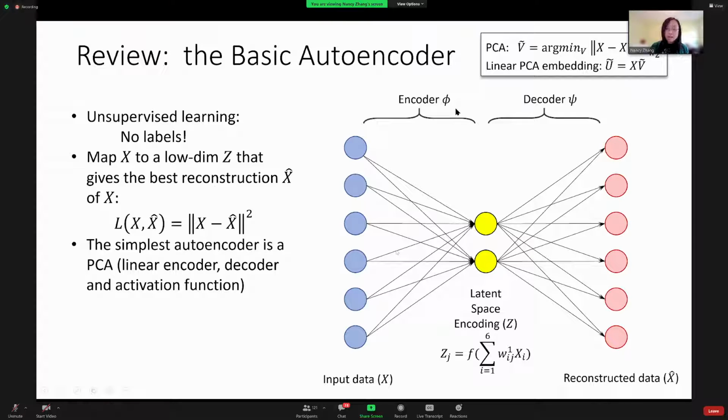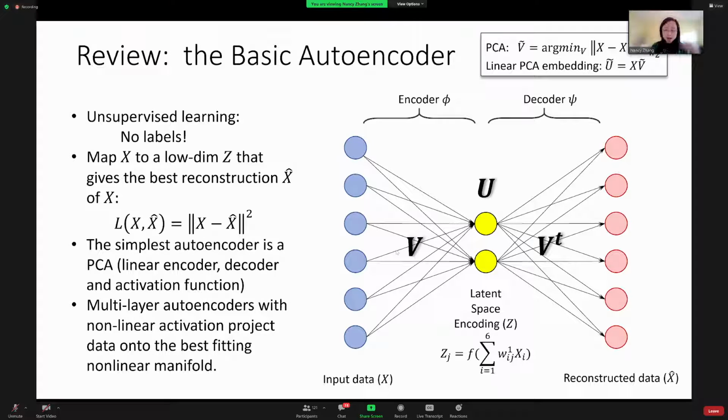So the relationship between the PCA and this simple linear autoencoder is that your F function needs to be just the identity, and then your V here would be this set of weights. The U, the linear embedding, would be the two internal nodes. Here we're just mapping it to 2 dimensions. And then the V transpose will be these weights.